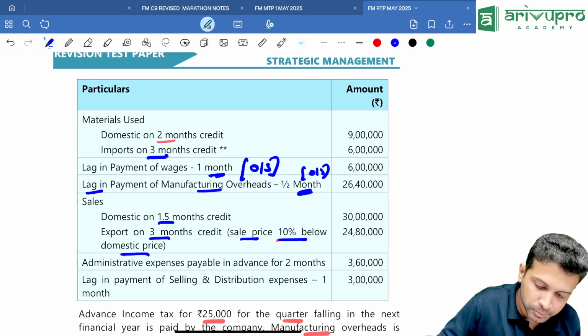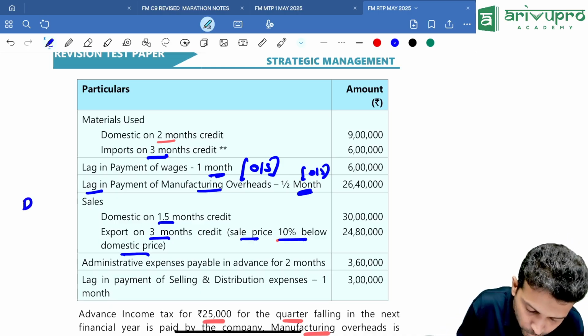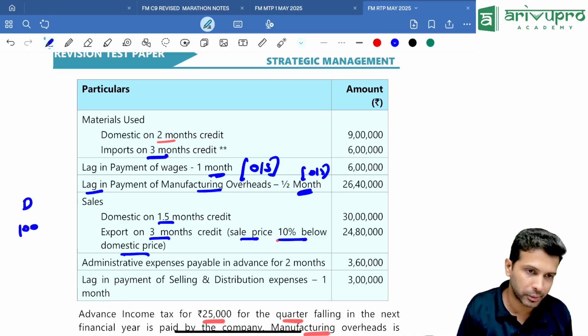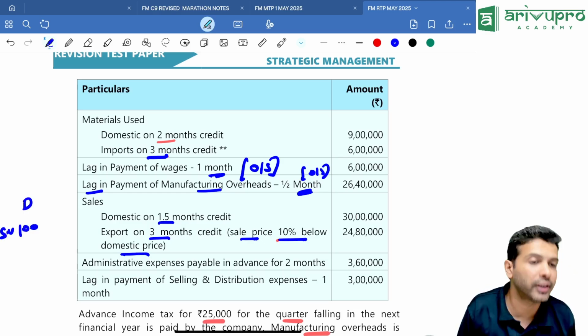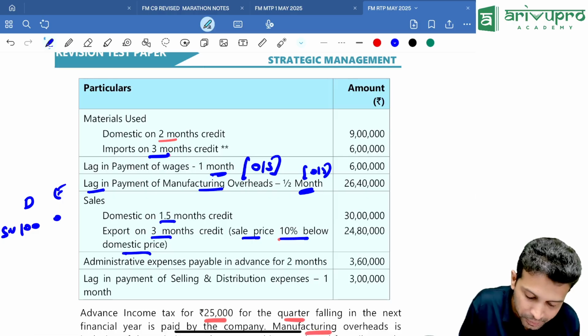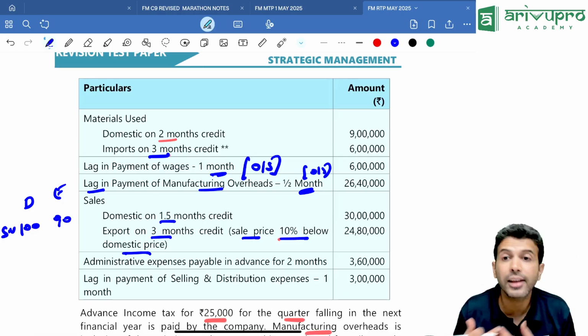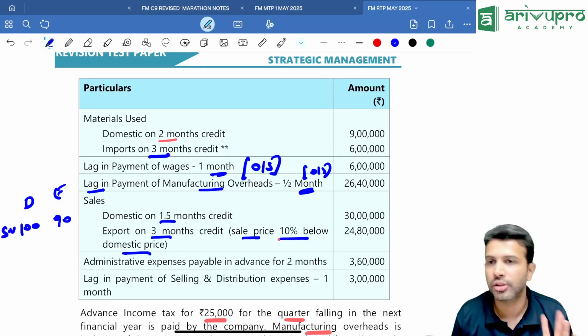That means, sir, if you sell the product domestically, if the domestic selling price is 100, the export selling price will be 100 less 10%. 10% lower. Is that me telling or the question telling? This is one.